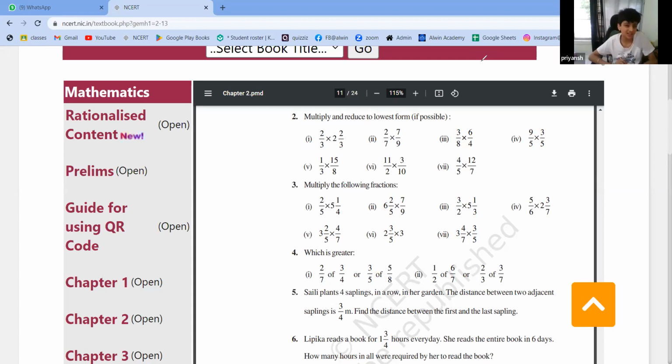Ma'am, I had a question. If you can't simplify numerator and numerator, so can we not also do denominator after division?